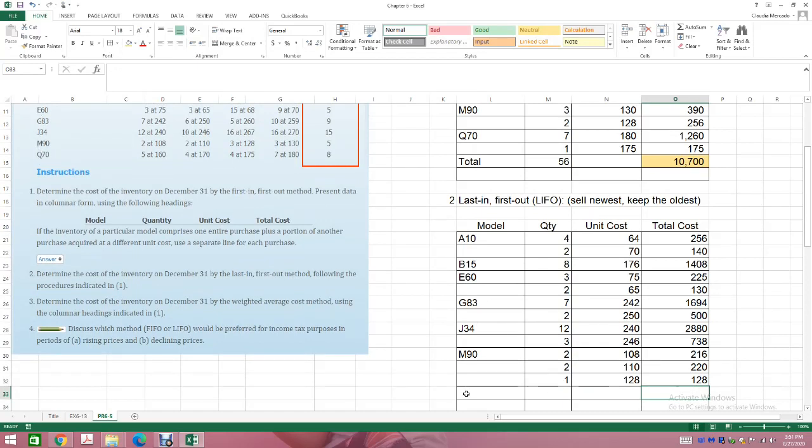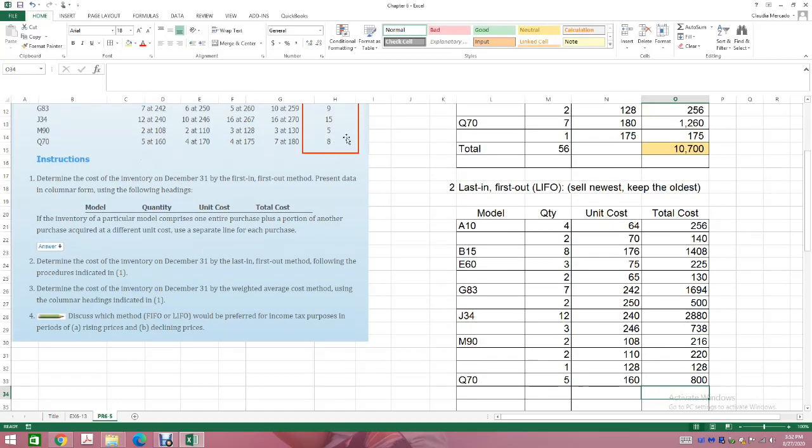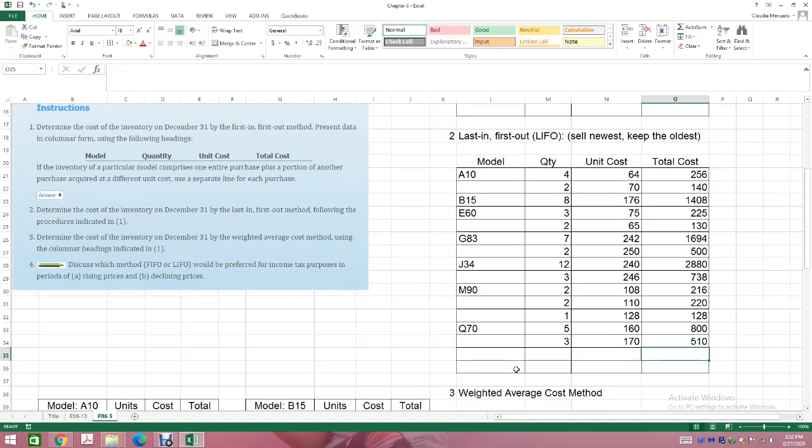And then last but not least, we have the Q70. Okay. The Q70, we need 8. I'm going to keep the oldest, which is 5 at 160. Okay, so I have 8 left. I kept 5 of those, so I need 3 more to complete my 8, and I'm going to get them from my next oldest, which is this one right here. So I'm going to get 3 at 170. That will give me 510. Okay, so that is everything that I have so far.